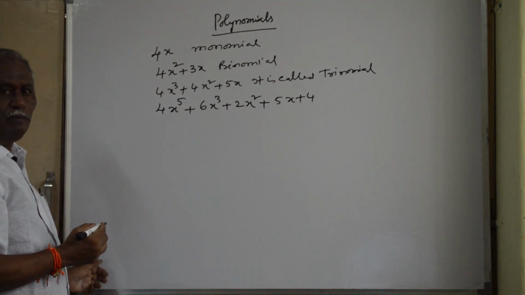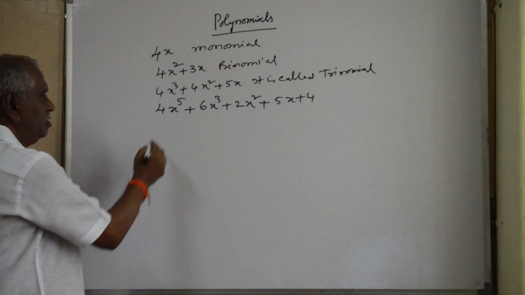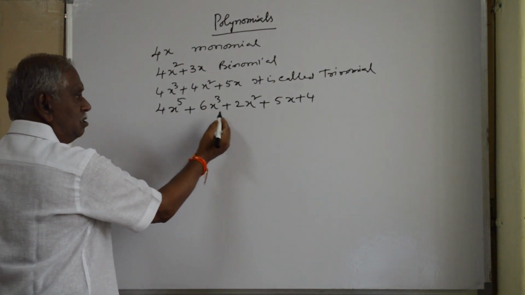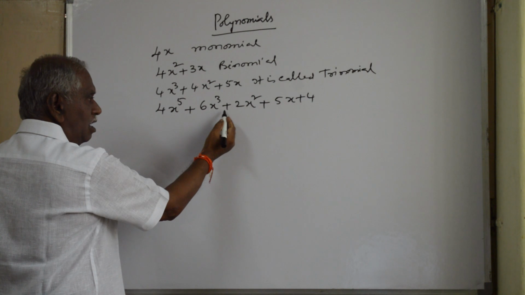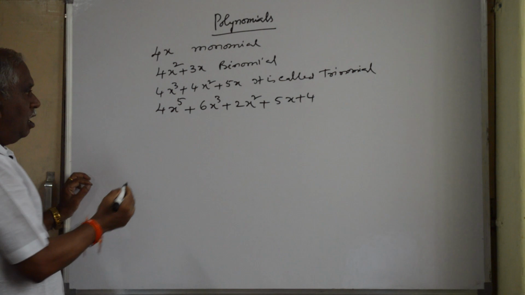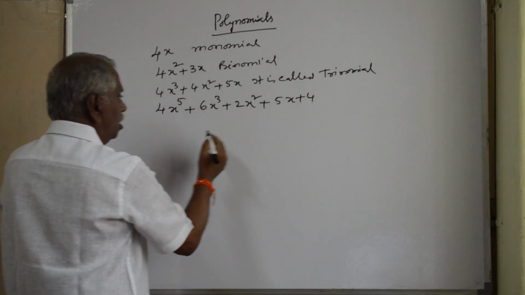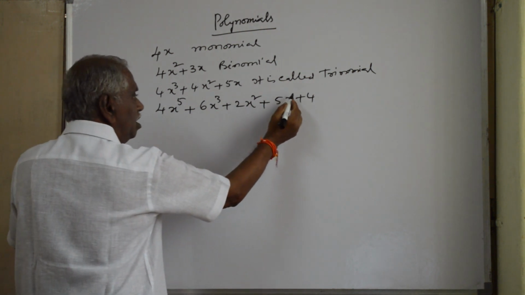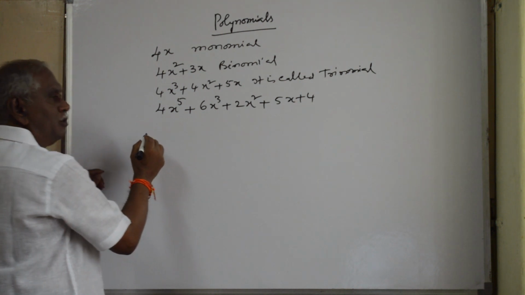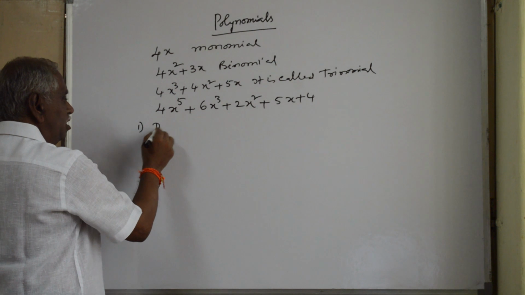Polynomial means many terms. So first, what is a polynomial? It has variables and coefficients, and then additions, subtractions, and non-negative powers. Non-negative powers means there should not be any negative powers here. Then it is a polynomial. First of all, you must know the degree of the polynomial. Degree.